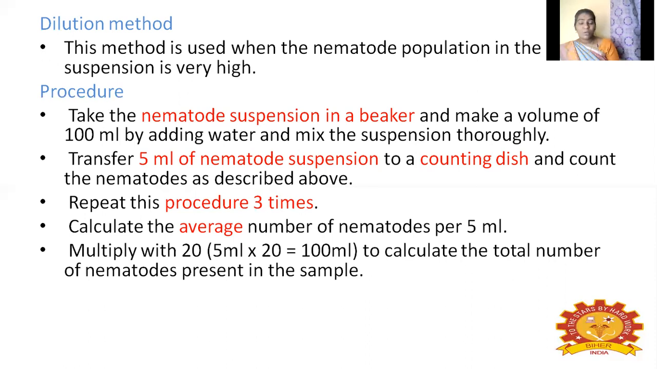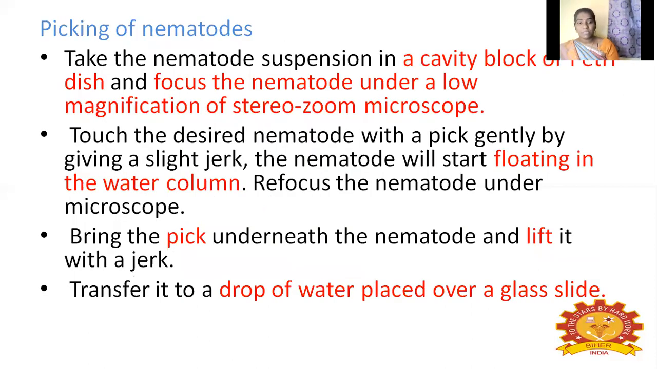Calculate the average number of nematode per 5 ml. Multiply by 20, since 5 ml times 20 is equal to 100 ml. To calculate the total number of nematode present in the sample, we can go with this dilution method. Next one is picking of nematode. To pick the nematode, take the nematode suspension in a cavity block dish. Focus the nematode under the stereozoom microscope at magnification.